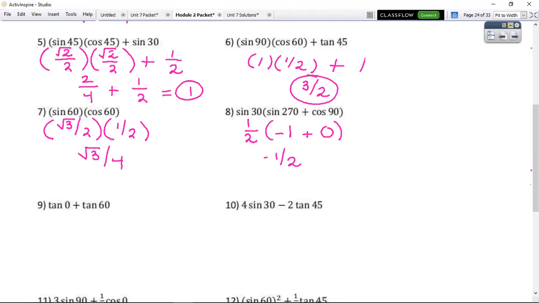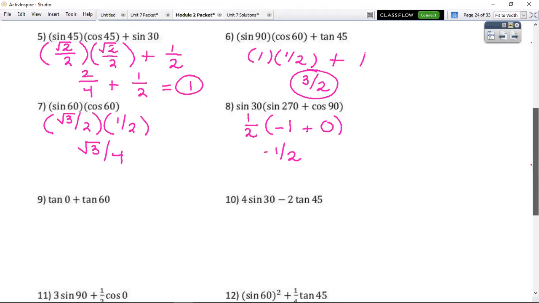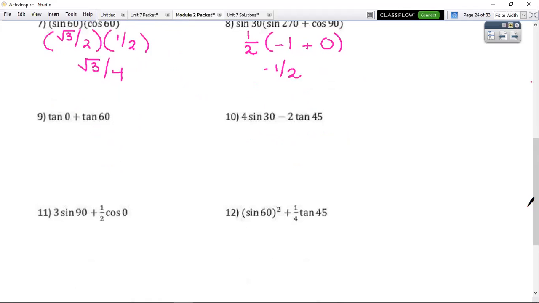What is the tangent of 0? Say it again. 0, good. Tangent of 60 is radical 3. And these are good practice ones to get you thinking special angles again. So this is radical 3.